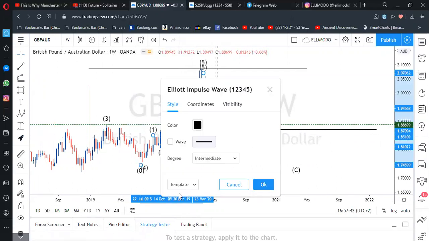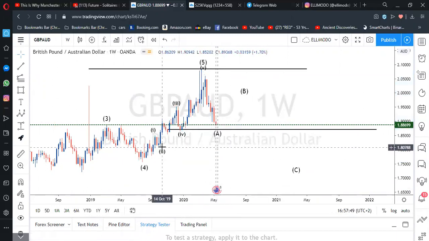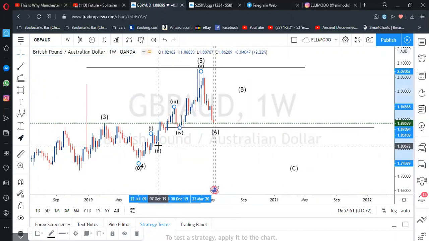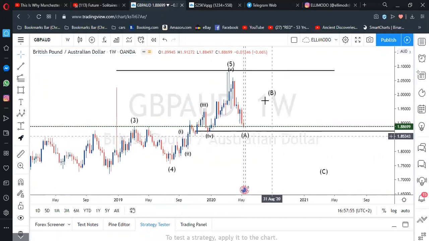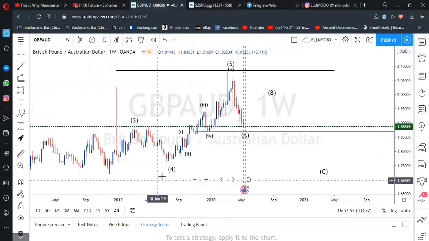Let's reduce the sizes of these. Yeah, they look okay now. So it would look like that, right? This marked zone is our decision point of that big weekly aspect, right?